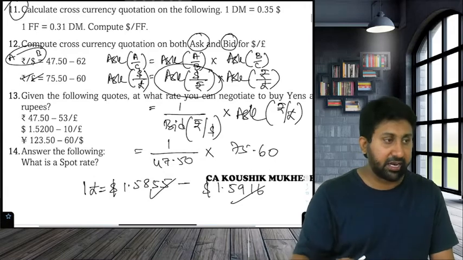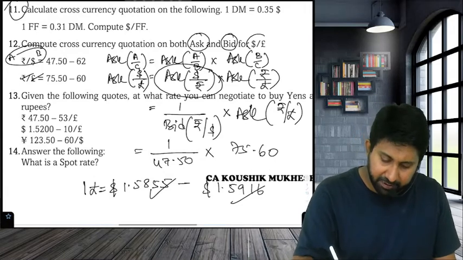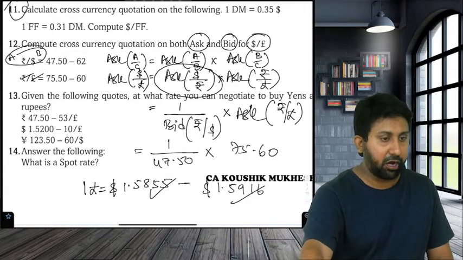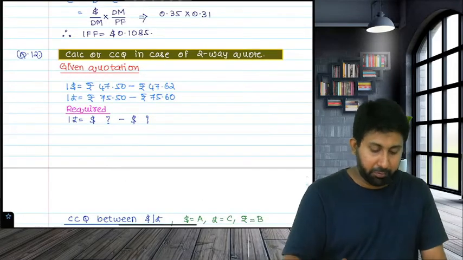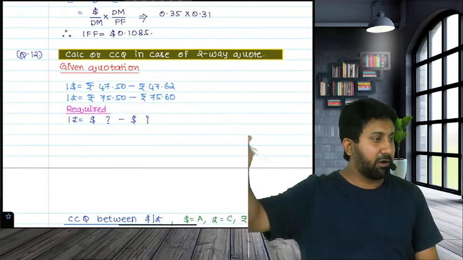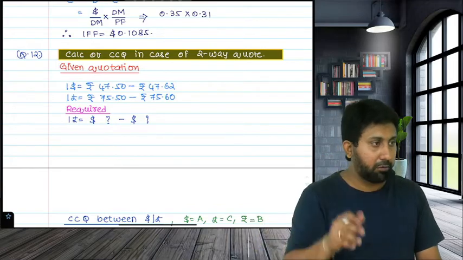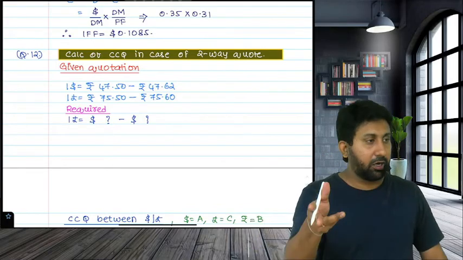Cross currency between dollar by pound. So please copy down. By mistake here I have written $1 equal to pound. Sorry, 1 pound equal to how much dollars bid and how much dollars ask.